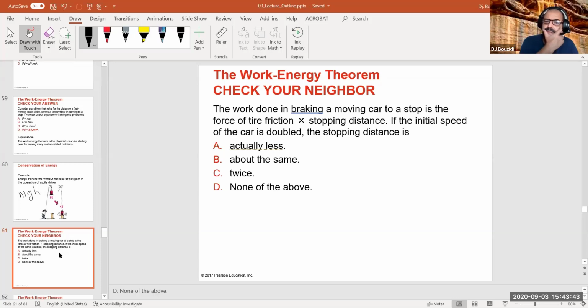So the work done in braking a moving car to a stop is the force of friction times the distance with which it stops. If the initial, I'm sorry.